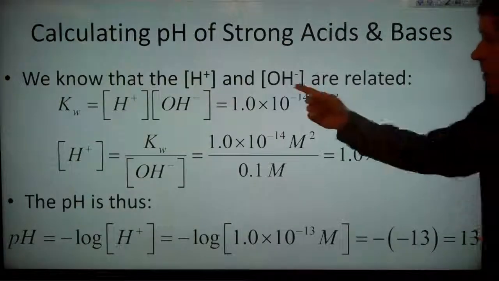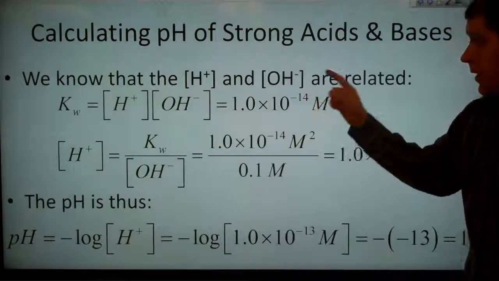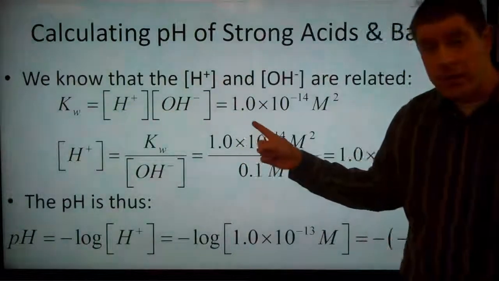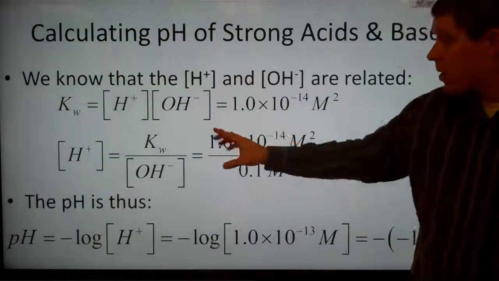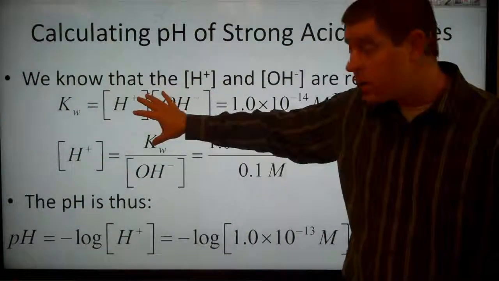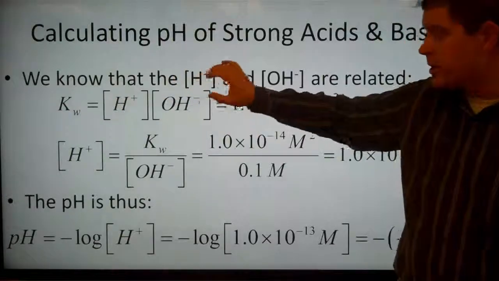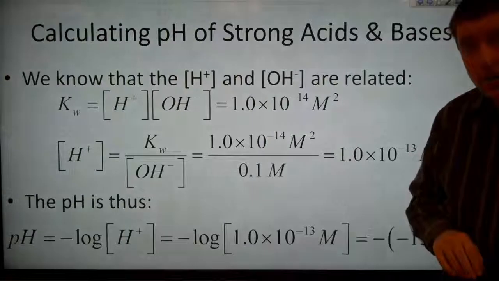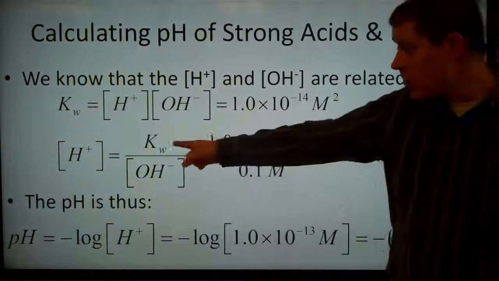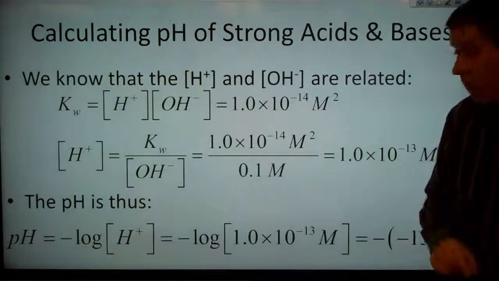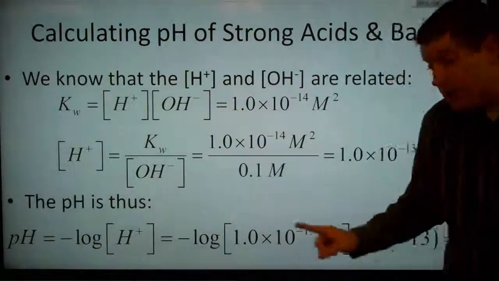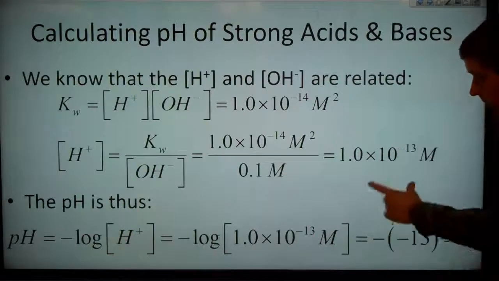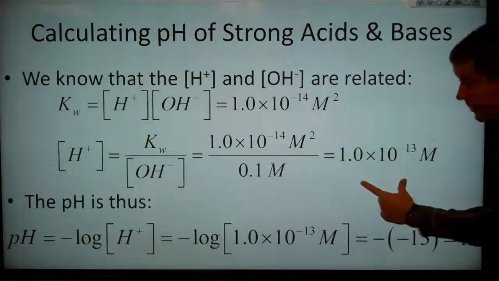So we know that our hydrogen ion concentration and hydroxide ion concentration are related by the autoionization of water. So we can rearrange this: Kw equals hydrogen ion concentration times hydroxide ion concentration. We can rearrange that to get the hydrogen ion concentration on the left, because we know the value of Kw is 1.0 times 10 to the minus 14. And now we know that hydroxide ion concentration is 0.1 molar. And that means when we solve that, we get the hydrogen ion concentration is 1.0 times 10 to the minus 13 molar.